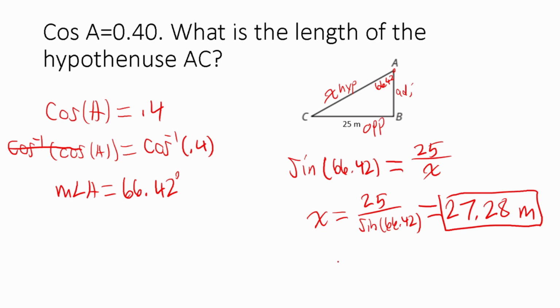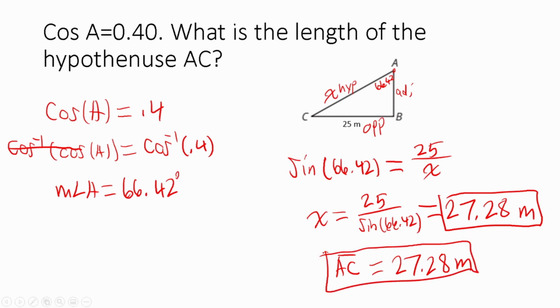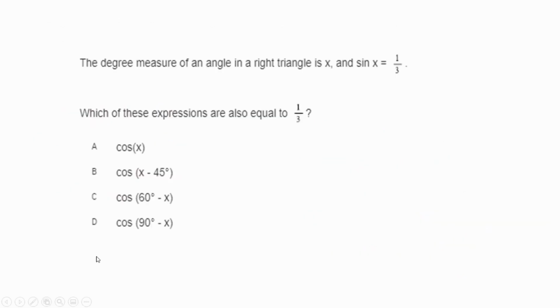We could even rewrite this as AC is equal to 27.28 meters. There you go. Awesome, awesome work.